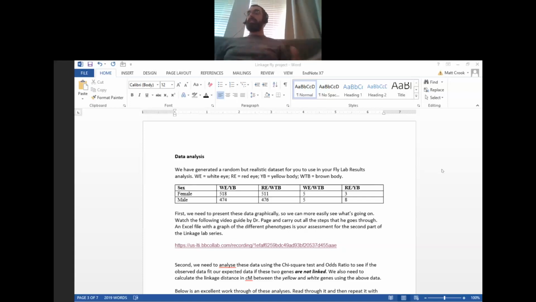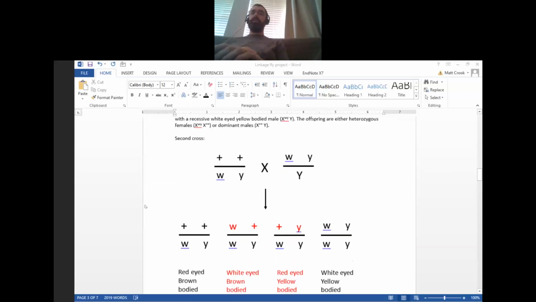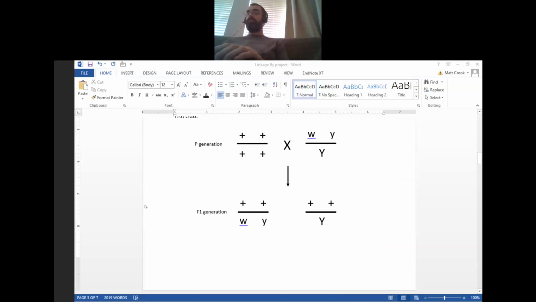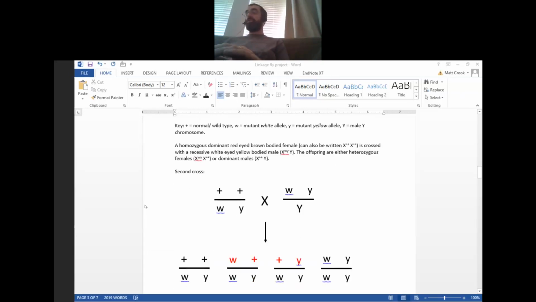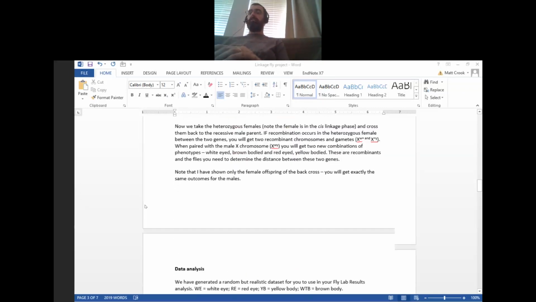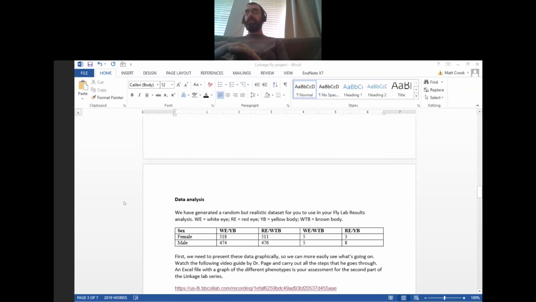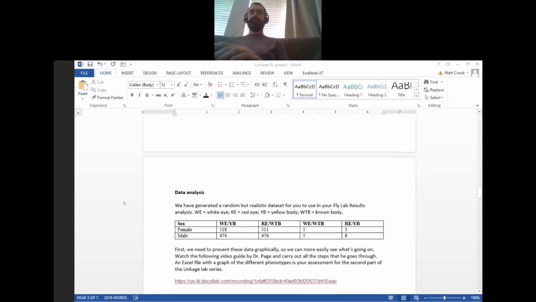Okay, so that's the setup, right? So we've got these crosses, and these again would be the crosses that you would do yourself. And so essentially what I've done is I've laid out what you would be doing, and I've given you the data that you would have gotten, right? Just without you having to go in and stare down the microscope at flies a lot, right? Which, depending on your perspective, could be a good thing or a bad thing.